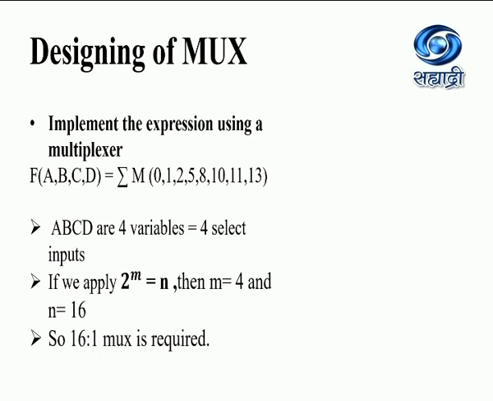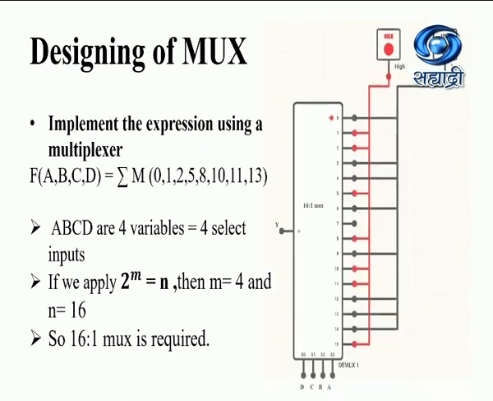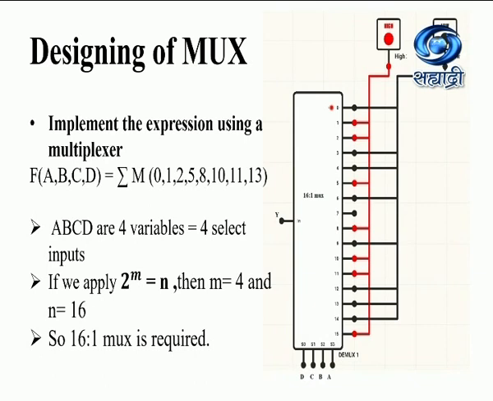So A, B, C, D are 4 variables, that's why we require 4 select inputs. And if we apply 2 raised to m is equal to n, then m is 4 and n is 16. So here 16:1 mux is required. So this is the diagram for this expression. Here the inputs are connected to the logic 1 and the rest of the inputs are connected to the logic 0. So in this way we can implement this expression by using this diagram.